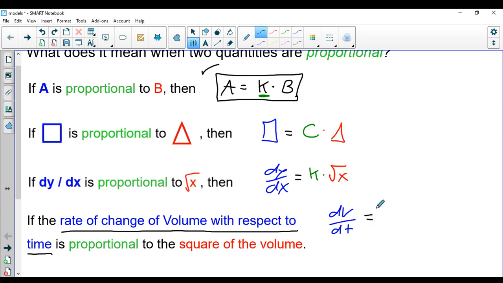And then you have equals, since we said is proportional, so then is some multiple times this second quantity, which is the square of the volume. Well, that's just volume squared. And this would be the differential equation that is modeling this relationship. Again, if the rate of change of volume with respect to time is proportional to the square of the volume, then I can write this differential equation. So over here, you kind of have like in words some real life phenomenon, and then we're modeling that with a differential equation. And that's kind of part of the goal of what we're doing today, albeit we're going to be specific to a certain type of model.